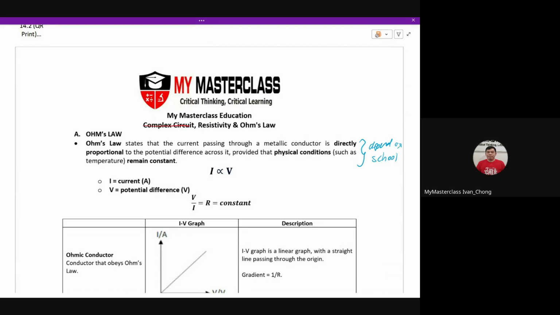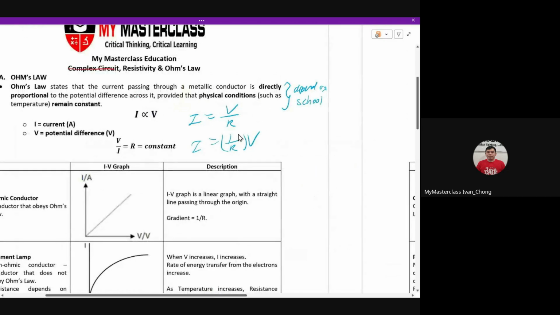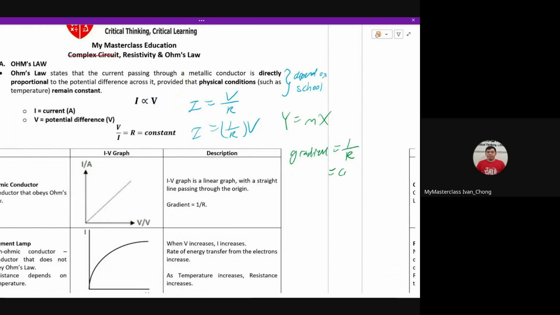Because basically what this actually means is I = V/R, where the gradient is 1/R. So you can see this is the same as a graph where y = mx. Normally we have a plus c, right? But we just assume that it's 0. So your gradient is 1/R. It is not resistance R. So this is going to be a constant.